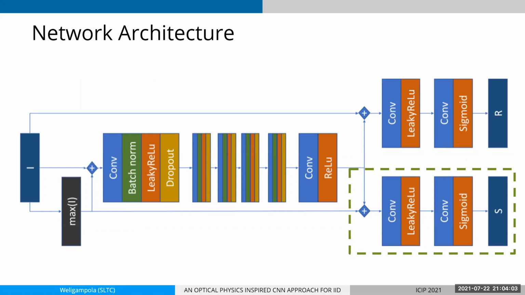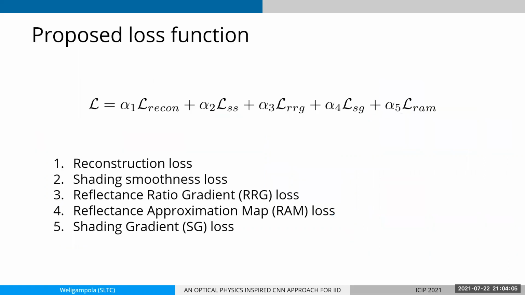So next, we move on to the training. The CNN was trained using this proposed loss function, which is given as the weighted average value of 5 components. These are the reconstruction loss, the shading smoothness loss, the reflectance ratio gradient loss or the RRG loss. Then we have the RAM loss and the shading gradient loss. So we'll go through them one by one.